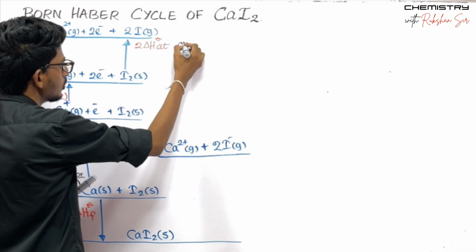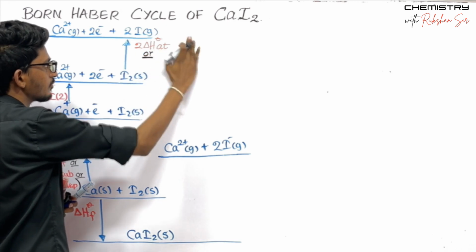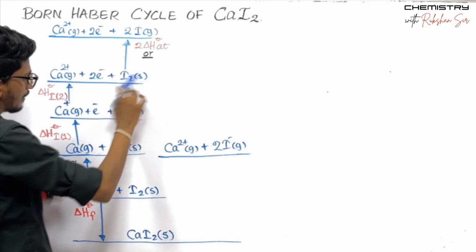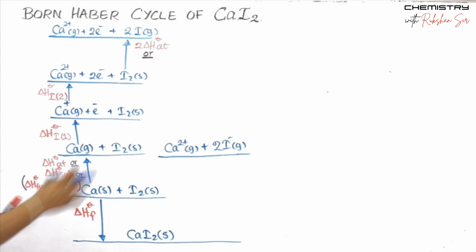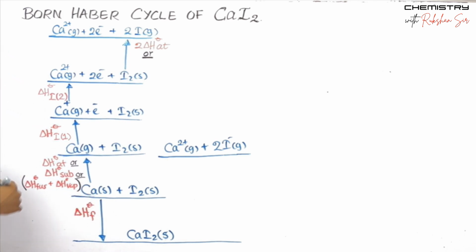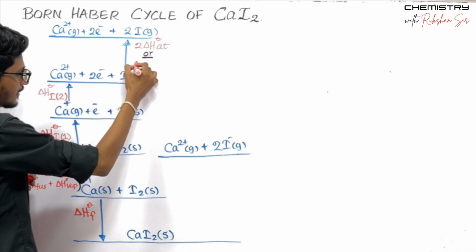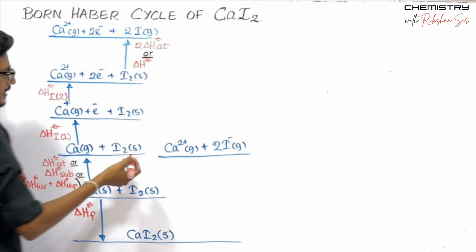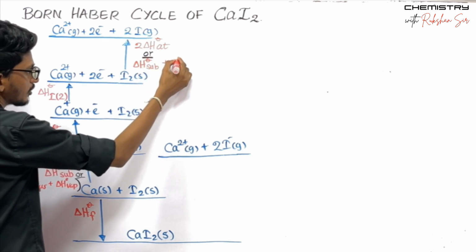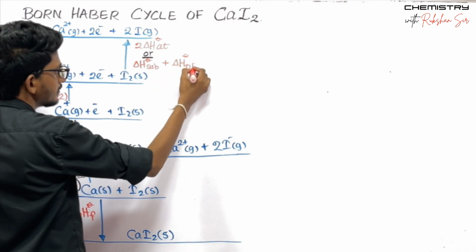Or else, if you are trying to go by bond dissociation, first of all, this should be converted to the gaseous form, because bond dissociation is done by breaking only the gaseous covalent bonds. So to convert this into gaseous form, first we need to do the sublimation of I2, and then you can do the bond dissociation of I2.